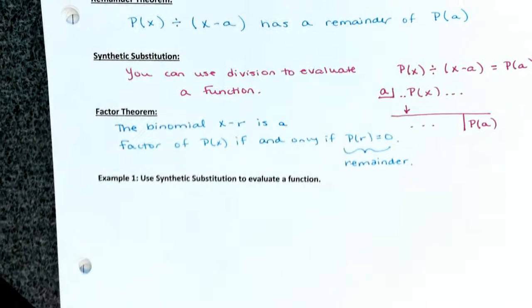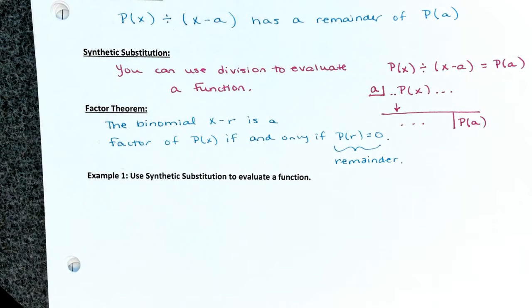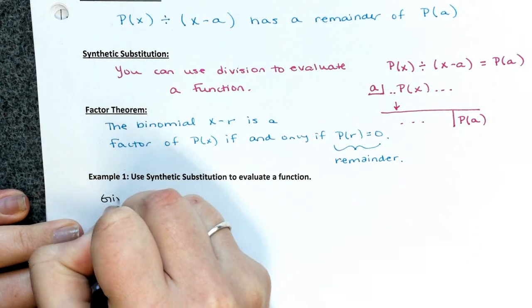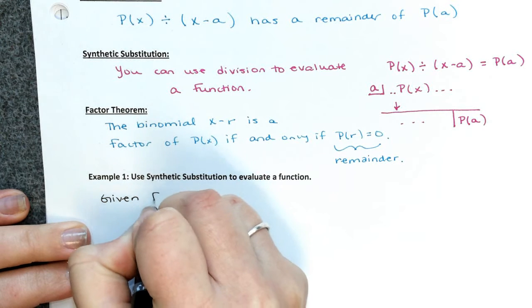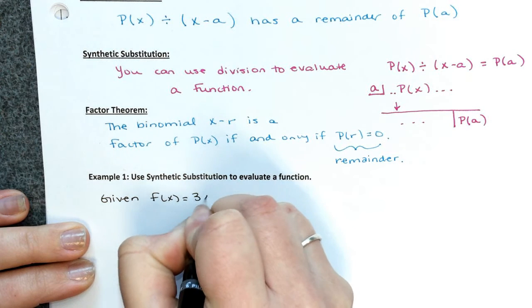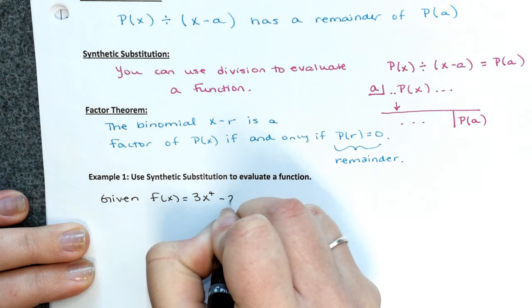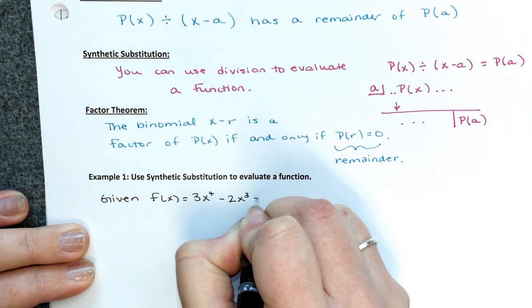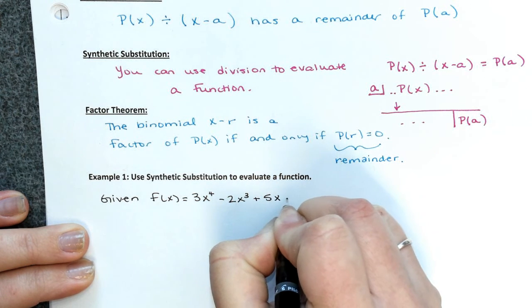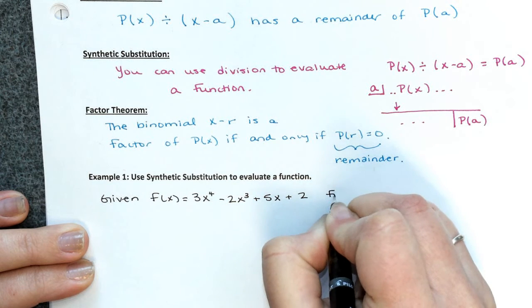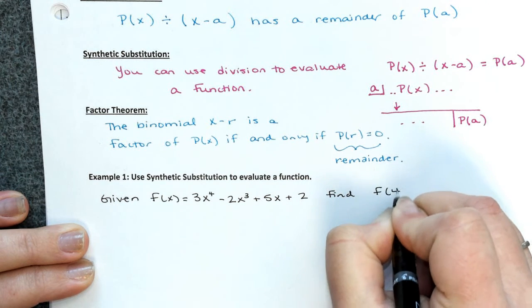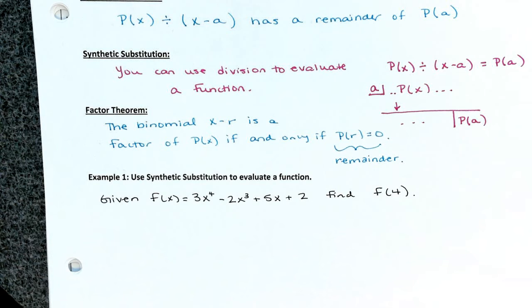All right, so use synthetic substitution to evaluate a function. So we're going to write out what problem is given. We're given that f of x is equal to 3x to the 4th power minus 2x to the 3rd power plus 5x plus 2. And we're asked to find f of 4. So there's our problem. That's what's given to us on our homework. Something like that.